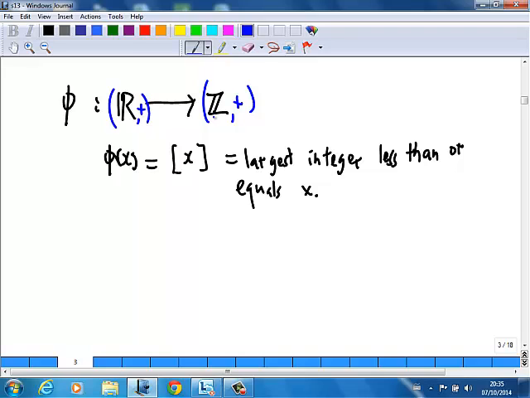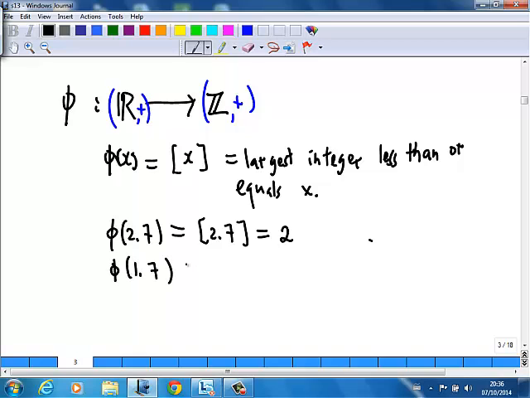So now, let's see whether this is a homomorphism. Let's look at some examples. Let's figure out the image of 2.7. The largest integer less than or equal to 2.7 is 2. And what is the image of 1.7? The largest integer less than or equal to 1.7 is 1.